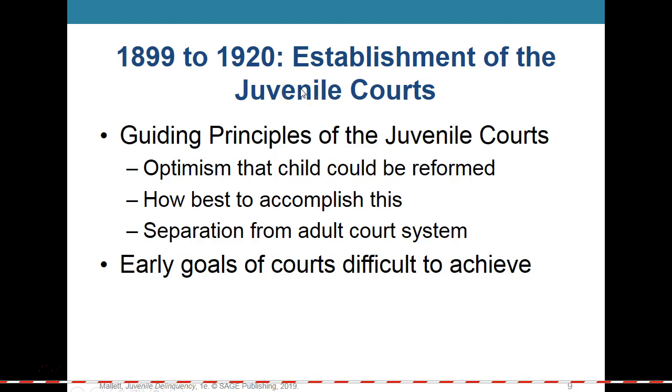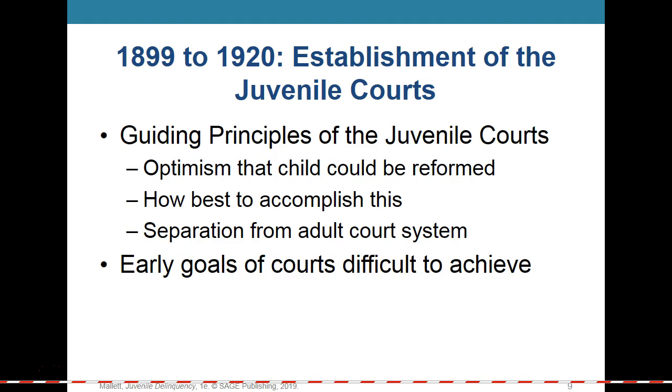The guiding principles of the juvenile courts included optimism that the young person could be reformed, a focus on how to best accomplish this, and a separation and distinction from the adult court system, which we know did not keep hearings and information confidential. Juvenile courts were handled mostly as civil cases. They viewed children as needing rehabilitation and supervision, treating delinquency as a social problem instead of a crime. The courts often employed probation officers, social workers, and psychologists to work with the children and family, as well as to help with the juvenile court decision-making process.